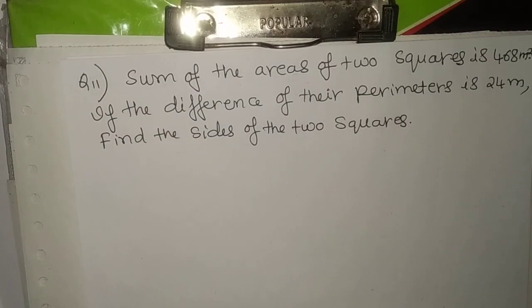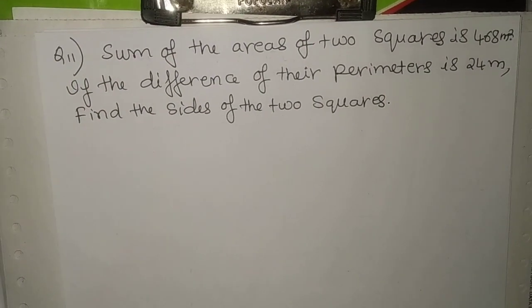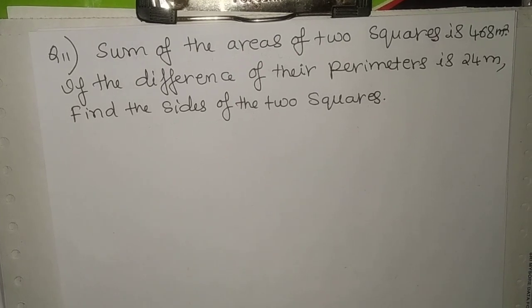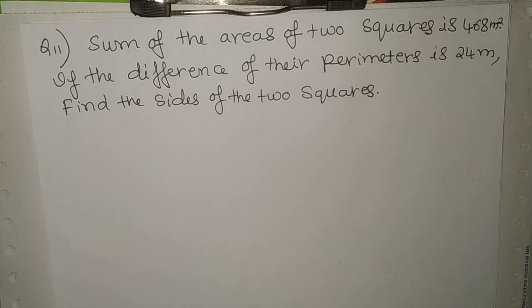11th problem: the sum of the areas of the two squares is 468 meter square. If the difference of their perimeters is 54 meters, find the sides of the two squares.